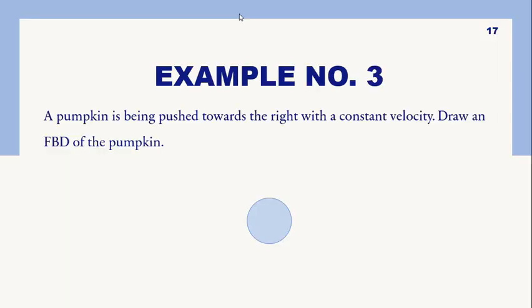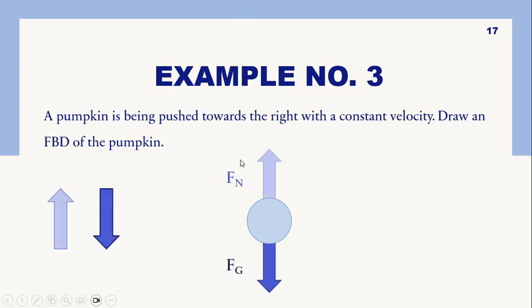Example number 3. A pumpkin is being pushed towards the right with a constant velocity. Draw an FBD of the pumpkin. The pumpkin is not moving vertically, and so it has no vertical net force. So, the gravitational force and the normal force are equal. Since the pumpkin is moving at a constant velocity, it cannot be accelerating. According to the equation, the net force is equal to the mass times the acceleration. If the acceleration is 0, the net force must also be 0.